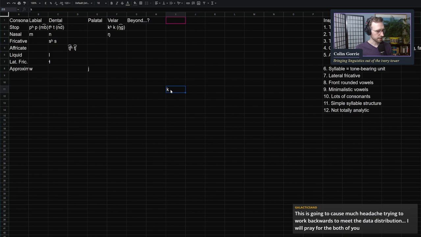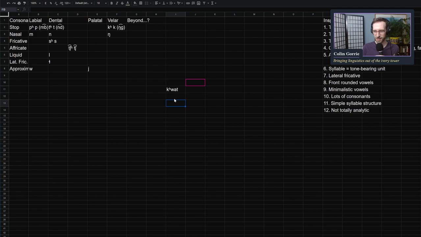Unless you want to analyze the wa as part of the nucleus. Well, wa is a bit of a stretch, is it? So, yeah, I would rather analyze it as kwa, rather than like two vowels. Mm-hmm. Yeah. Okay. I think it would be too much, too closely following the Chinese linguistics tradition to do that.